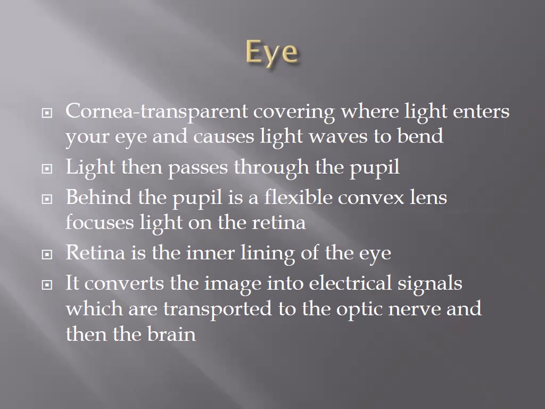Light then passes through your pupil. Your pupil regulates the amount of light that enters. So if I turn all the lights off, what's going to happen to your pupils? They're going to get bigger, they're going to dilate. And then if I turn all the lights on, they're going to do what? Get smaller. A way to test for a concussion is to shine a light in their eyes.